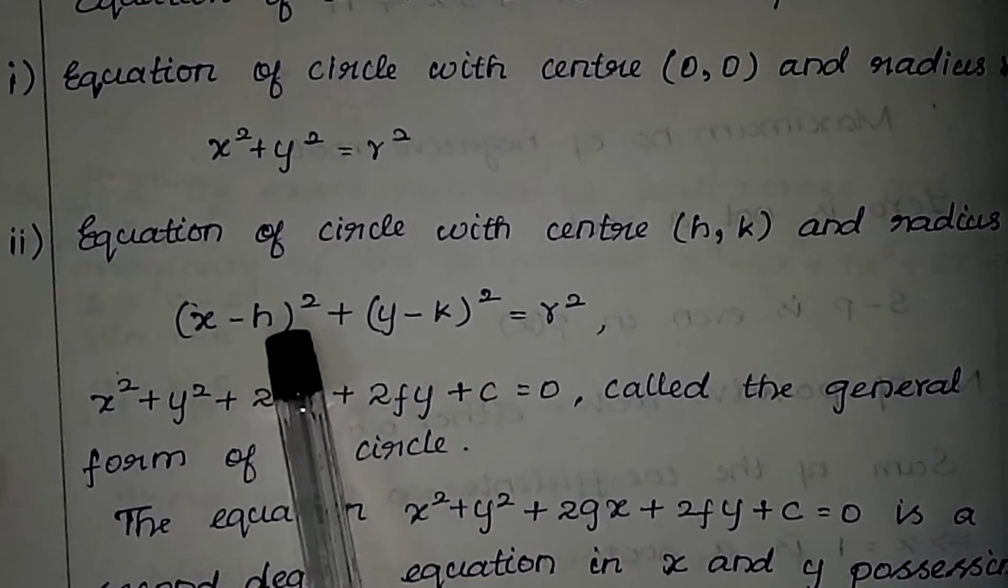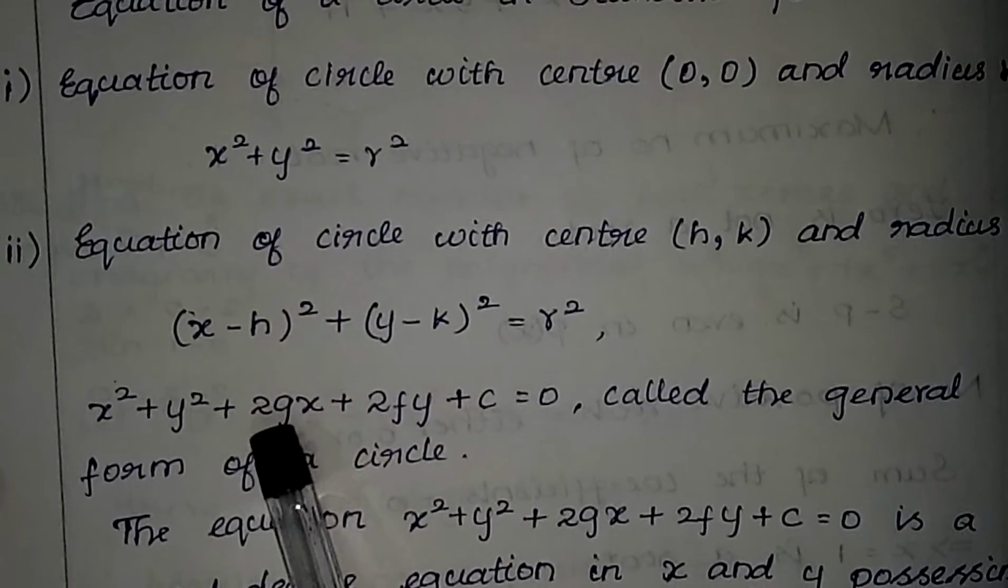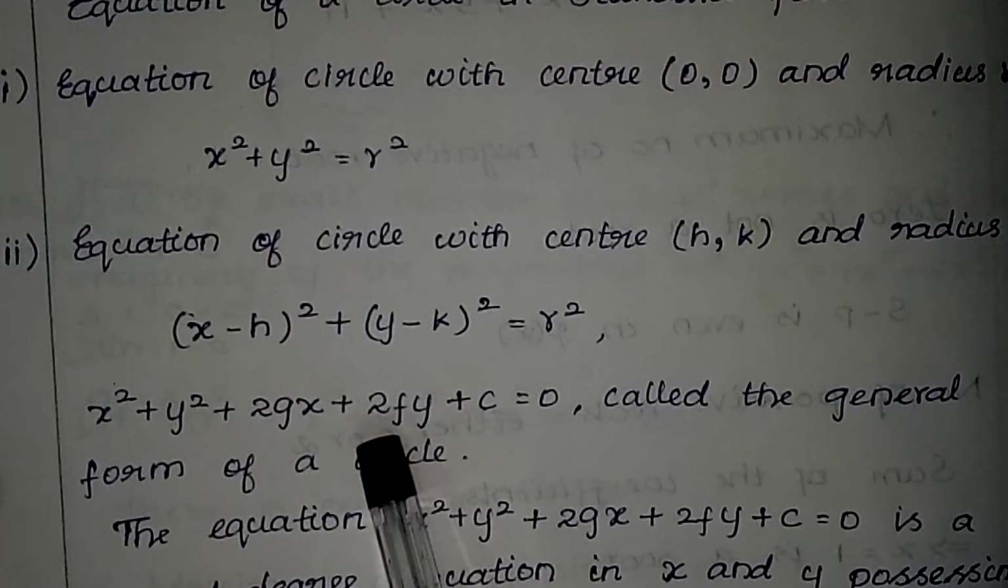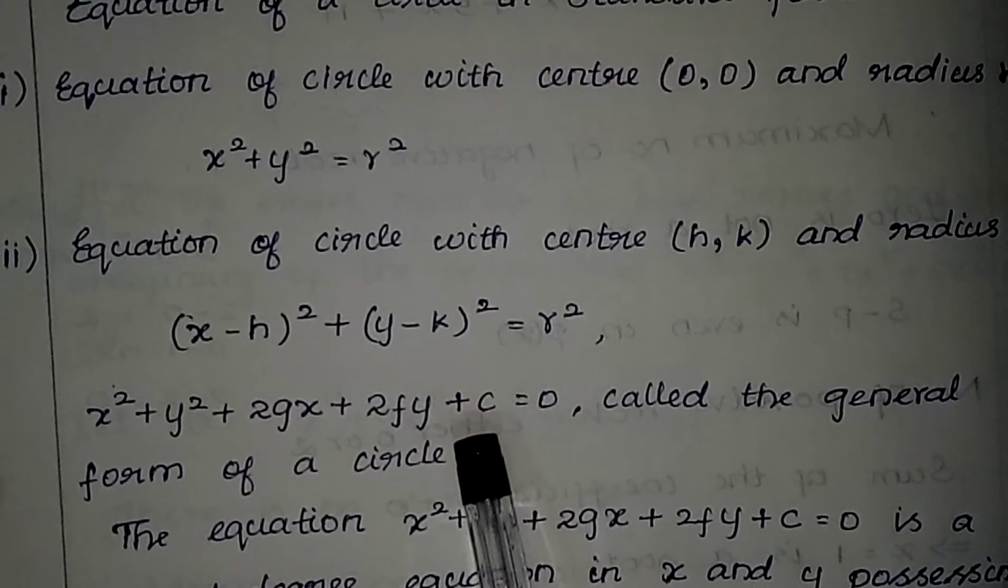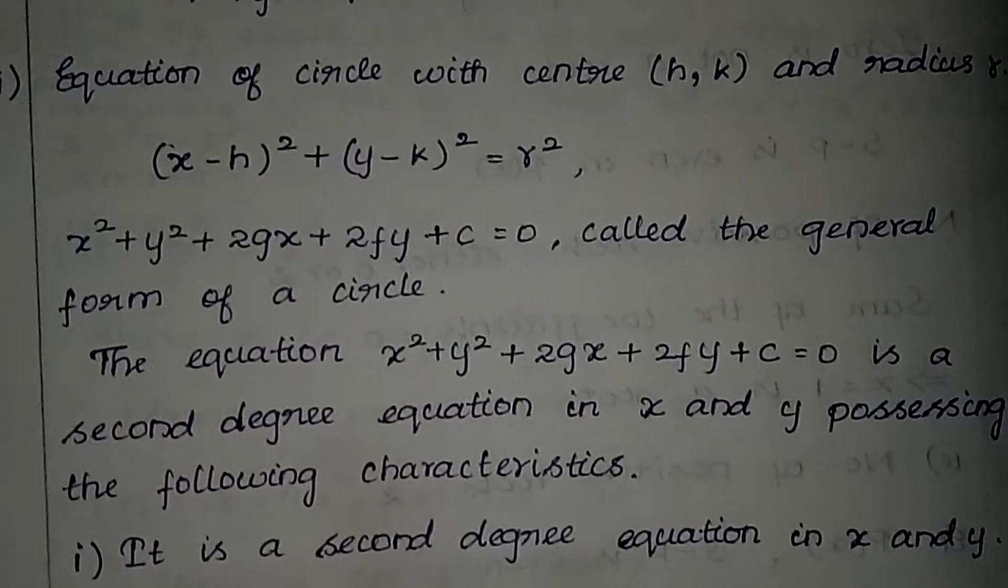Actually here we don't have any h, k and all, but after simplifying we take the coefficient of x as 2g, the coefficient of y as 2f and the constant as c. So this is the general form of a circle.